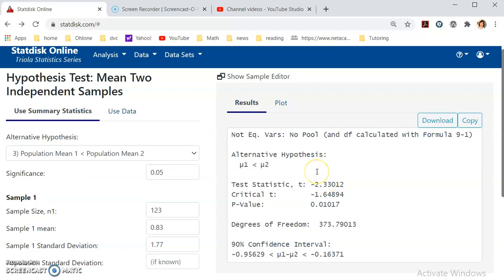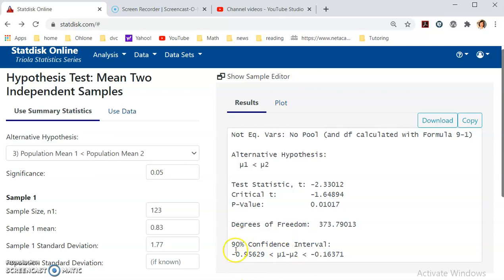The t test statistic is negative 2.33. The p-value is 0.0102. The confidence interval for mu 1 minus mu 2 is negative 0.96 to negative 0.16. So both of them are negative, and it's 90%.